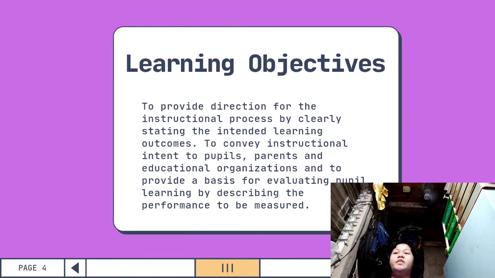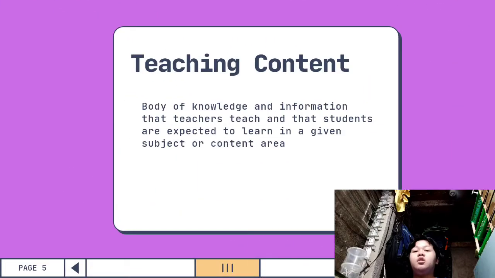Learning objectives provide direction for the instructional process by clearly stating the intended learning outcomes, to convey instructional intent to pupils, parents, and educational organizations, and to provide a basis for evaluating pupil learning by describing the performance to be measured. Teaching content is a body of knowledge and information that teachers teach and that students are expected to learn in a given subject or content area.